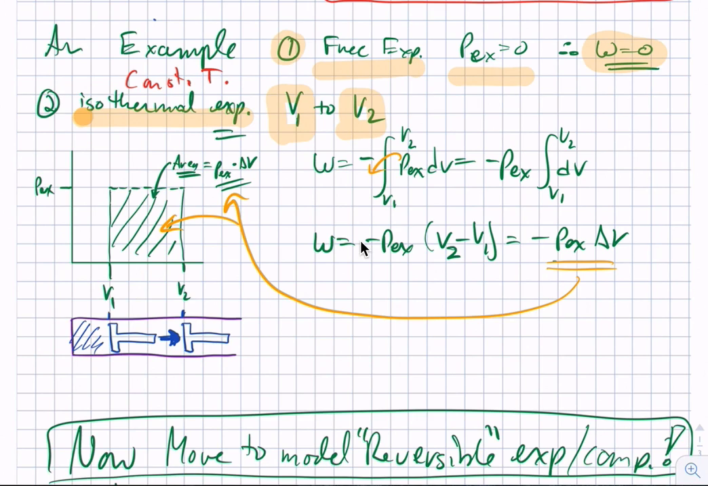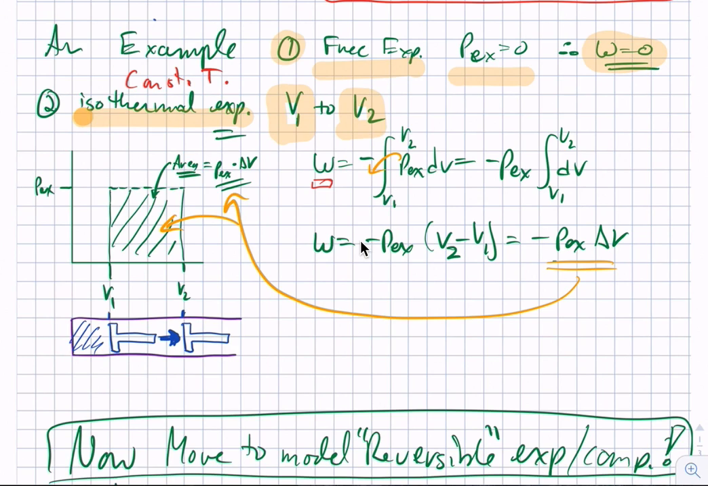Okay, the second, perhaps much more interesting case is an isothermal expansion from V1, so the initial volume, to a final volume V2. And we can set that equation up. Work is going to equal the integral of pressure external times the change in volume. So if we integrate from V1 to V2, we will then have that integral be a certain value, and the negative of that will be the work done on or by the system depending on the values of V1 and V2.